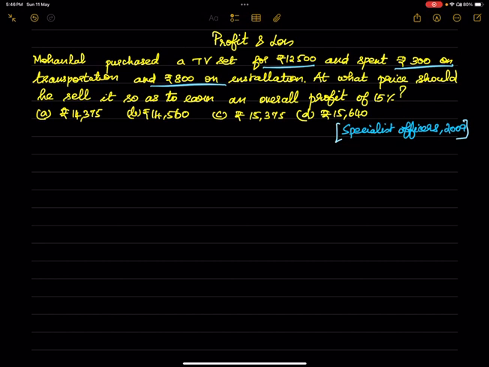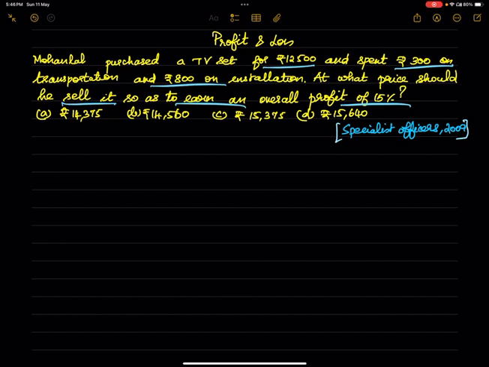But at the same time, he would like to sell the TV so as to earn a profit. He wants to sell the TV, but he wants to get profit in that. Profit percentage he would like to earn is 15. Okay, we have to find out at what price, what is the selling price. We have to find out.